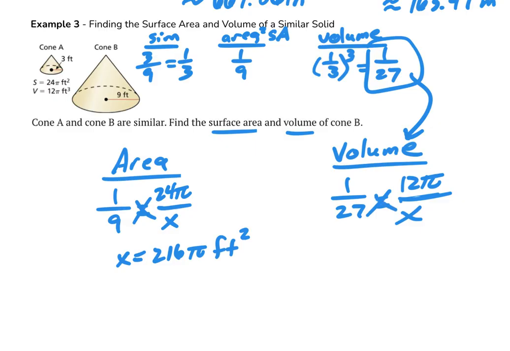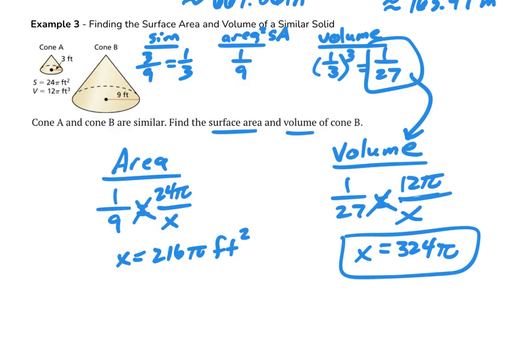Once again, when you cross multiply here, you don't need to multiply by pi. All you got to do is take 27 times 12. If there was some number here other than 1, I would divide by that, but dividing by 1 doesn't do us any good. And so this would just become 324 pi.